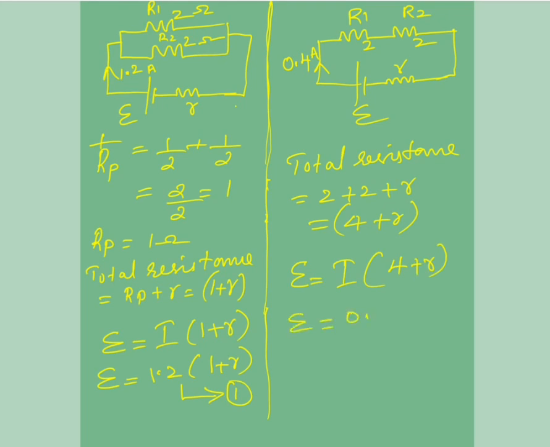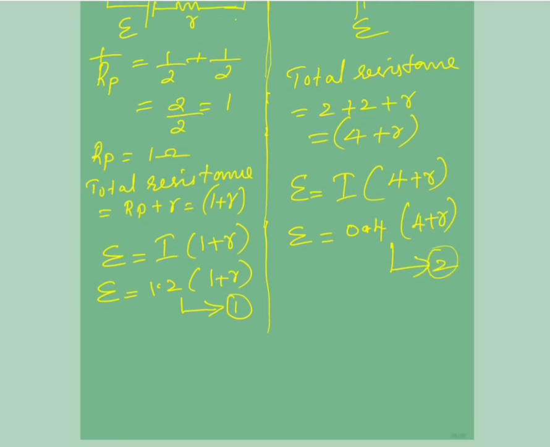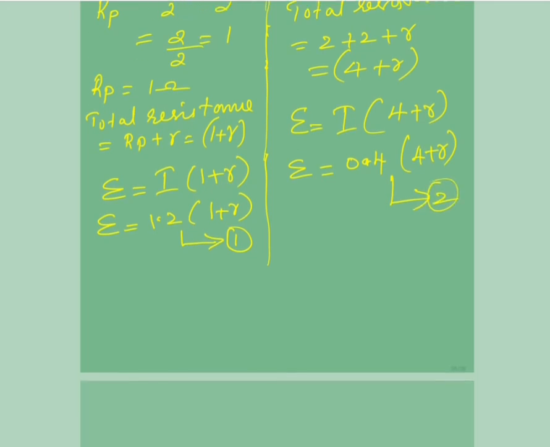Now comparing equation 1 and 2, you can see that both are EMF, isn't it? Because we are using the same cell, so EMF is same. So from 1 and 2, you can equate those two equations as 1.2 multiplied with 1 plus r is equal to 0.4 multiplied with 4 plus r, isn't it? Now rearranging the equation and solving, you can get the value of the internal resistance, small letter r.